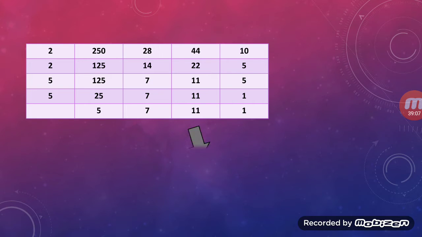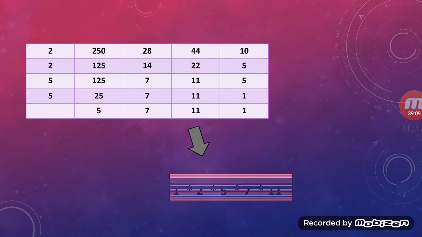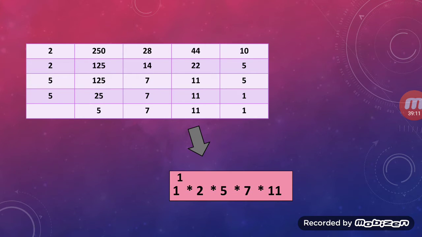And once again we're going to count up our prime factorization numbers, which will yield us 1 to the first times 2 to the second times 5 to the third times 7 to the first times 11 to the first. And that is our final prime factorization expression.